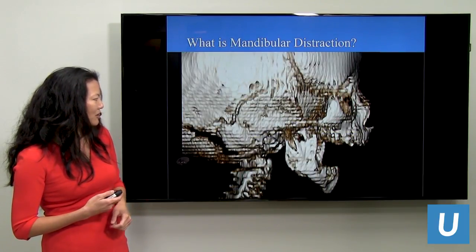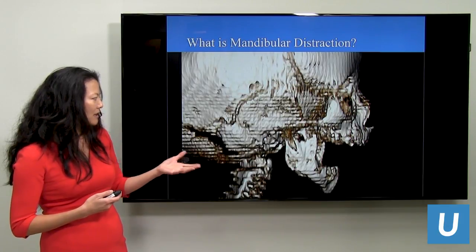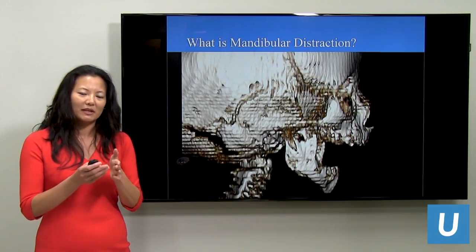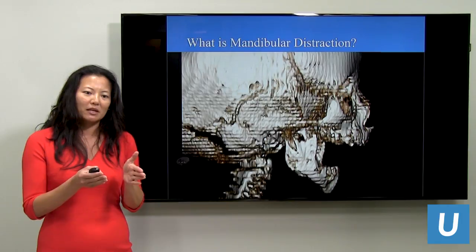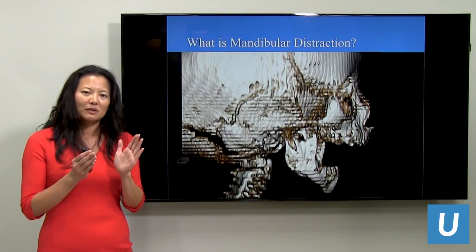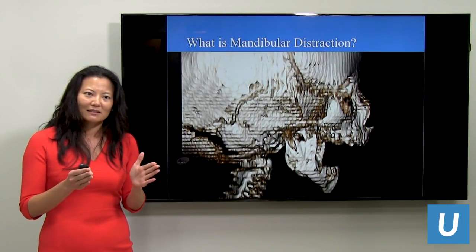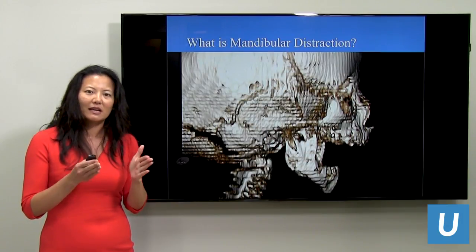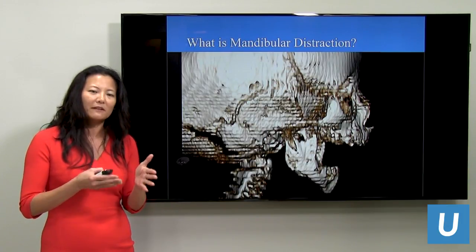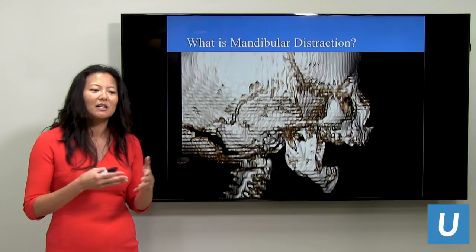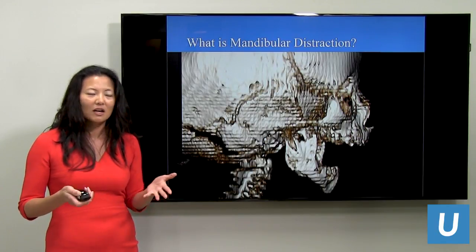Once we make this incision, we're going to go to the skull and make a cut in the mandible and then stretch it out a millimeter or so at a time. So it's exactly what it sounds like. We're just basically stretching it out, and the baby actually reforms the bone, and by the time we're done with distraction, the bone is relatively solid.